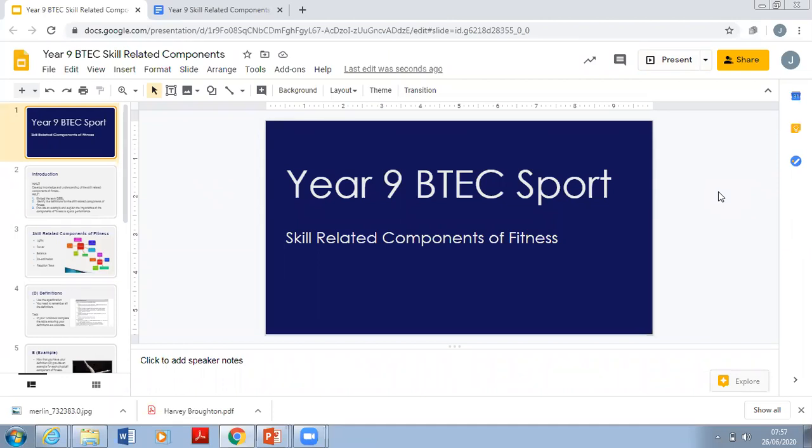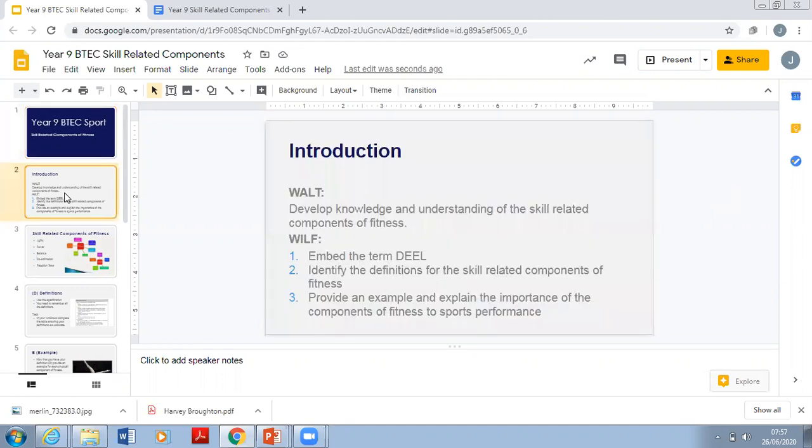Today we are going to look at the skill related components of fitness. It's really important that you're able to differentiate between the two. When you sit your exam, you usually get a one marker, multiple choice, to select the correct component of fitness. And obviously you don't want to be dropping marks for something as simple as that. So just make sure that you're able to group the two.